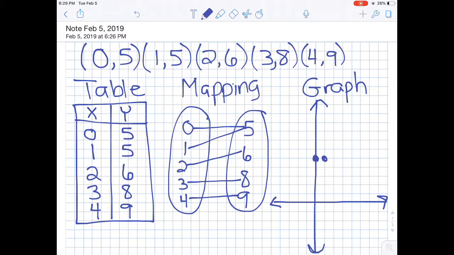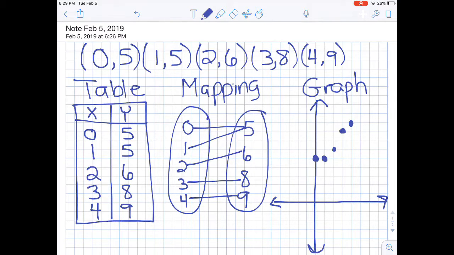So 0, 5, 1, 5, 2, 6, 3, 8, and 4, 9. And I gotta fix my mistake here because I went up too far with the 1. Miss Lippert needs to learn how to count.